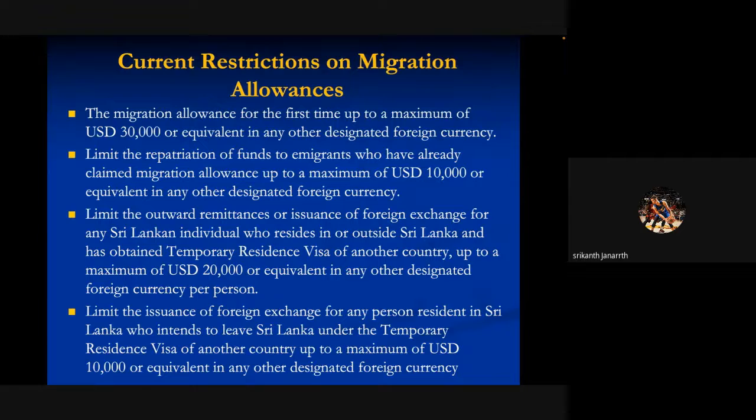If anybody going under TR has already reached and wants to take anything, they can only take 20,000. If anybody is going for the first time with a TR visa, they can take $10,000 through the banking channel. So these are the restrictions imposed by the central bank currently, right?